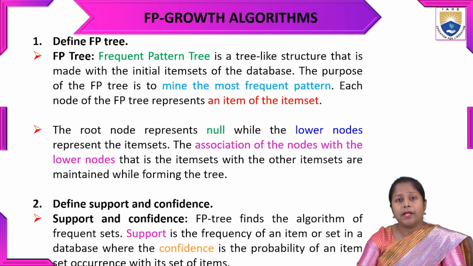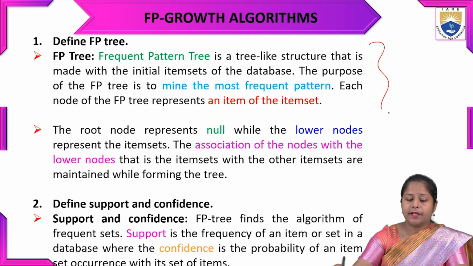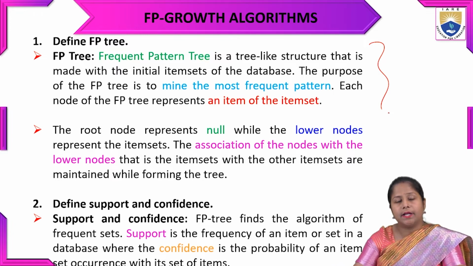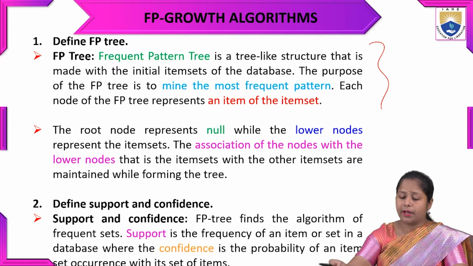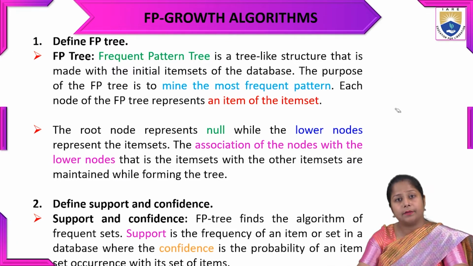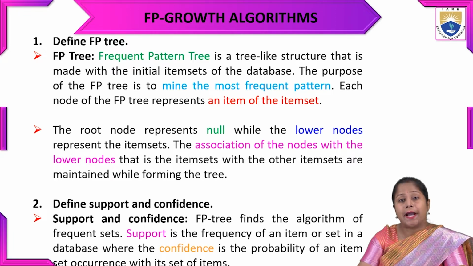First question is: define FP tree. FP tree is nothing but frequent pattern tree. A frequent pattern tree is a tree-like structure that is made with the initial item sets of the database. The FP tree basically works with item sets, and an item set is a set of items, a combination of items from the data set. The purpose of the FP tree is to mine the most frequent patterns.